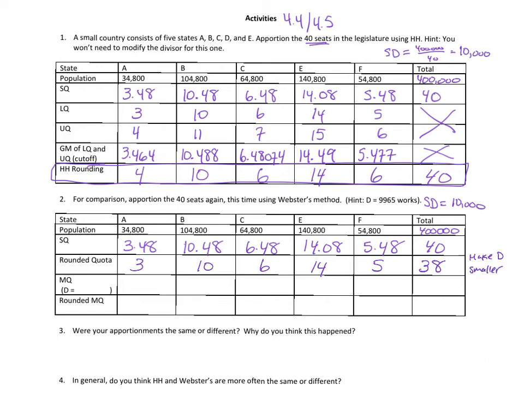So instead of using the standard divisor of 10,000, I'm going to use a smaller divisor. 9,965 was given in the hint that works. So I am going to divide each state's population by this new divisor. 34,800 divided by 9,965, and we get 3.492. Okay, I went ahead and did all of those divisions, each state's population by the new modified divisor, and I got the modified quotas, which we don't bother adding because it doesn't tell us anything.